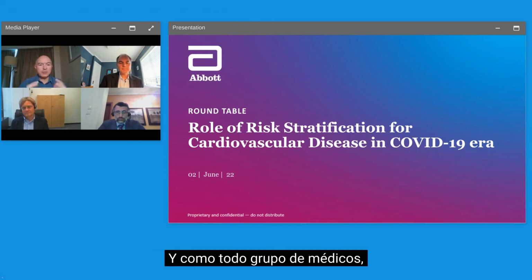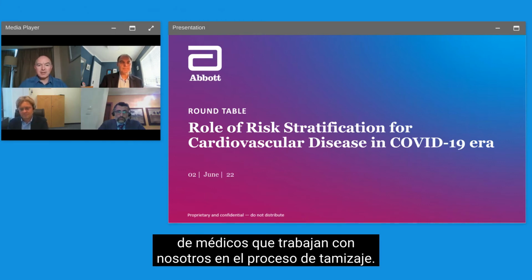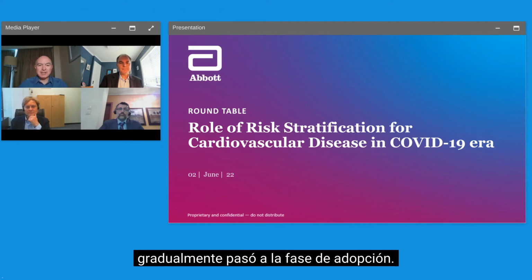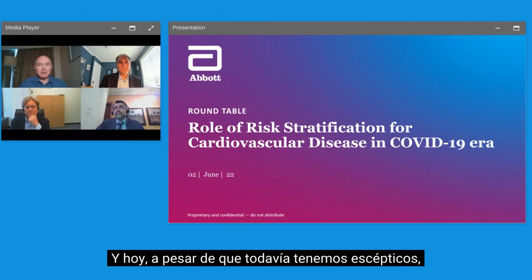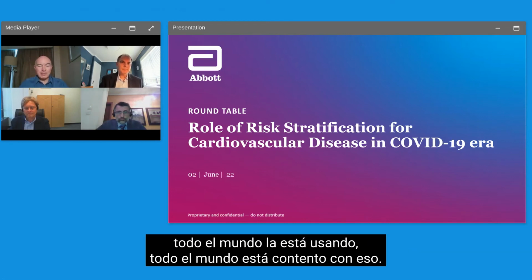And like every group of physicians, there's early adopters on one side, and on the other side, there's the skeptics. And we're no different. We have a large group of physicians that work with us on the screening process. And so generally what happened is the median between those extremes gradually moved into the adoption phase. And today, even though we still have the odd skeptical, a little bit tough to convince, everybody's using it, everybody's happy with it.